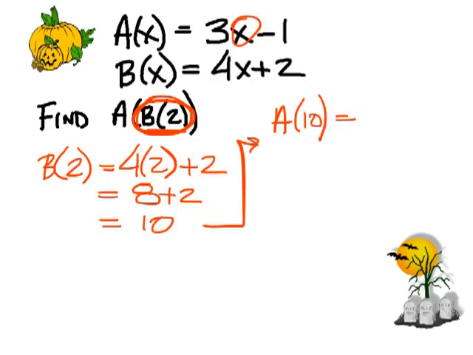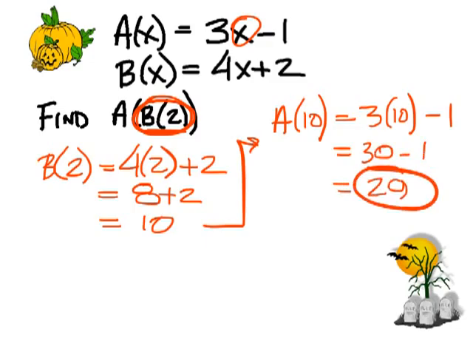Put it in here in the a function for x to get 3 times 10, and then minus 1. 30 minus 1 is 29. 29 is the final answer, not 10. You don't have two answers for this, you only have one, and that is 29.